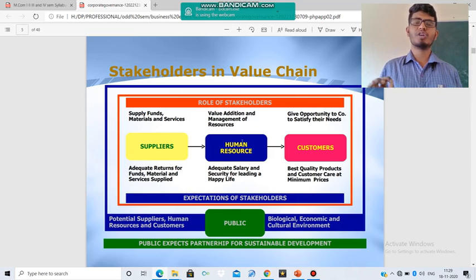Then the human resource. Here, human resource means not only employees; even the managers will come, even the public aspects will come. Their role is value addition to the management of the resources, whereas adequate salary and security for leading a happy life are their expectations. Customers give the opportunity to the company to satisfy their needs. Remember, the customers are giving the opportunity to the company. They have a lot of options under perfect competitive conditions, but they are giving the opportunity to one particular company, and if the company provides the best quality products at the minimum prices, then customers will prefer your company only. So this is the role and the expectation of the customers.